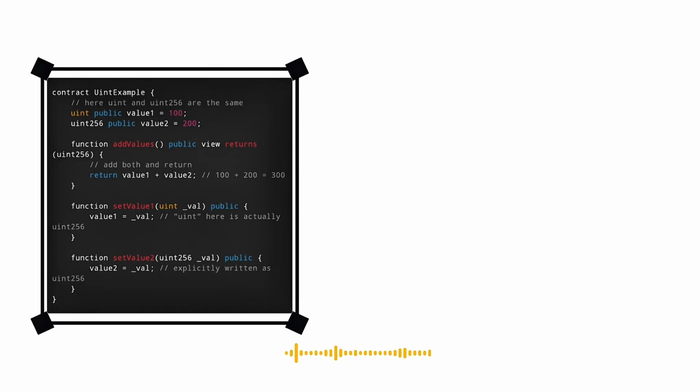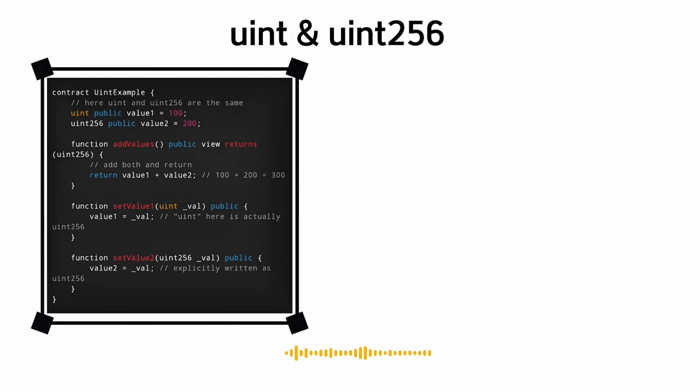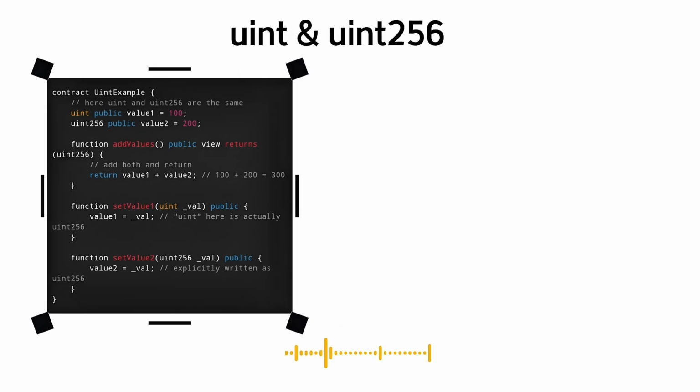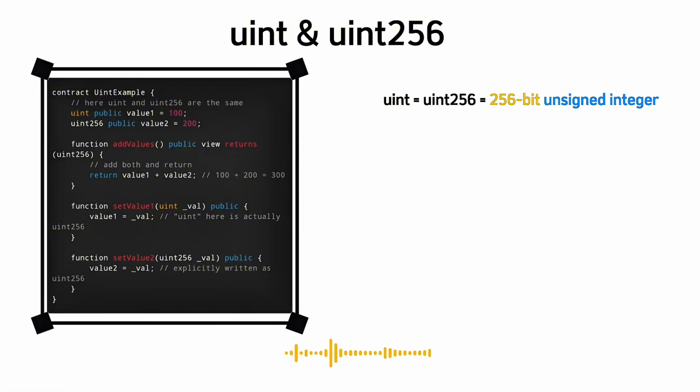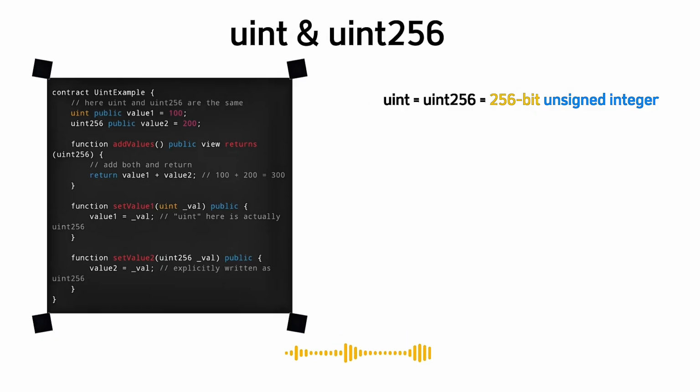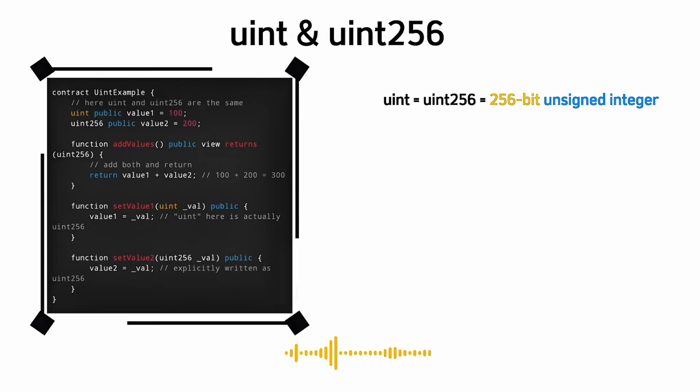uint256 is the same as uint in Solidity. In Solidity, the terms uint256 and uint can be used interchangeably. Both represent a 256-bit unsigned integer. This means they have the same size, same range, and same behavior. However, this is only true in Solidity, not in all programming languages.